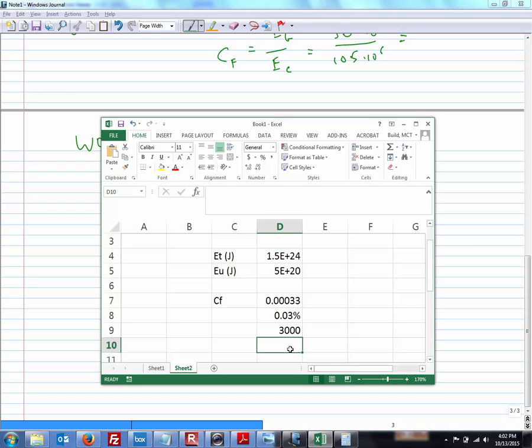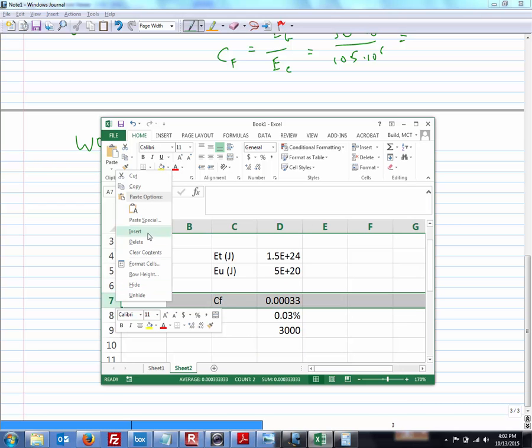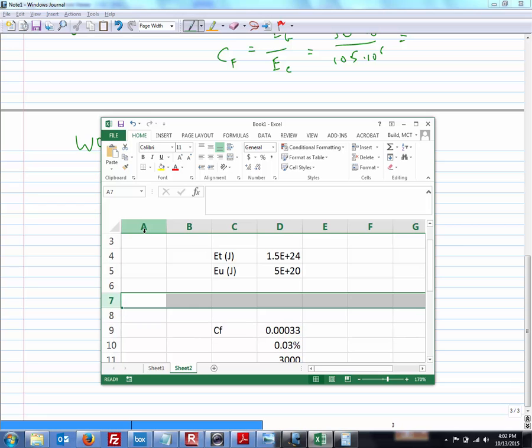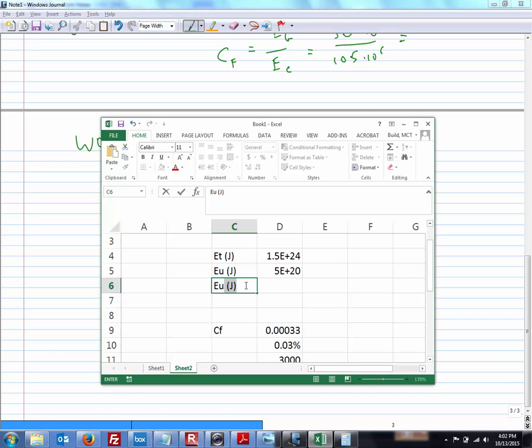But now, the total resource is given at the bottom. So let's take this and turn this into E used, and we'll put this in megajoules first. Equals that number divided by 1E6.